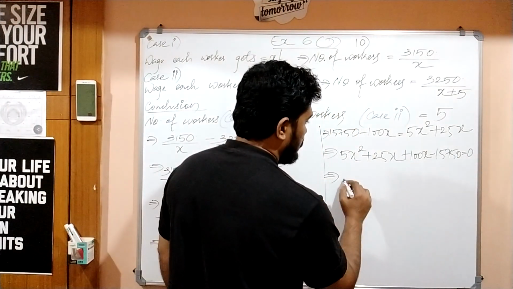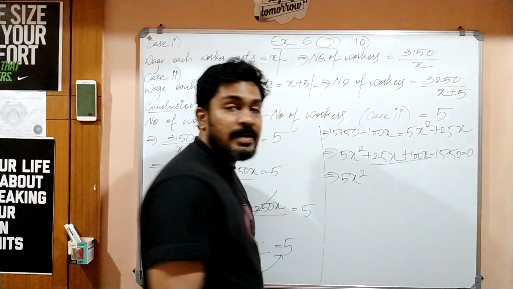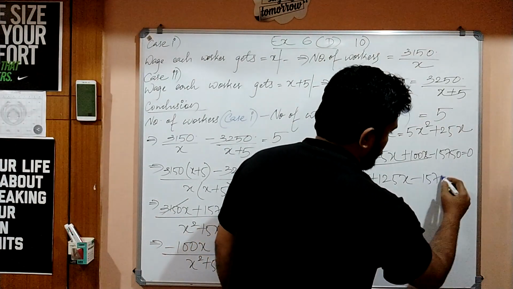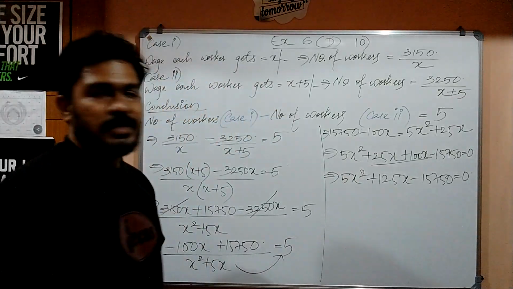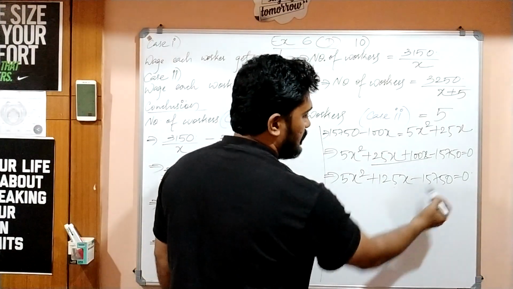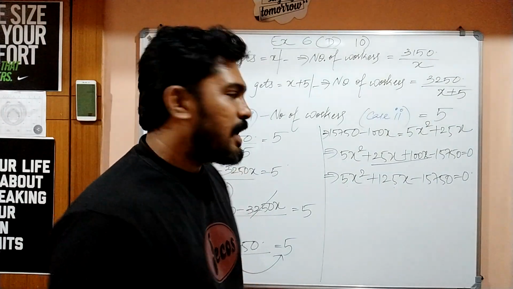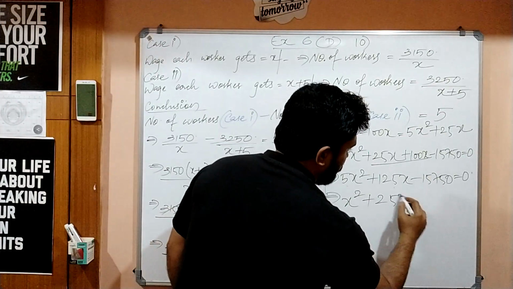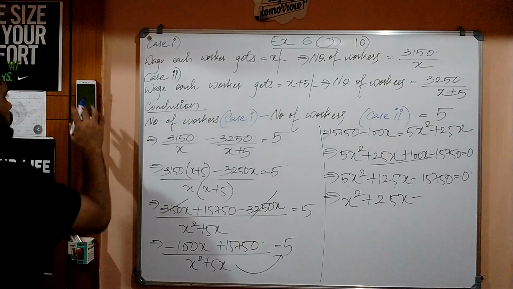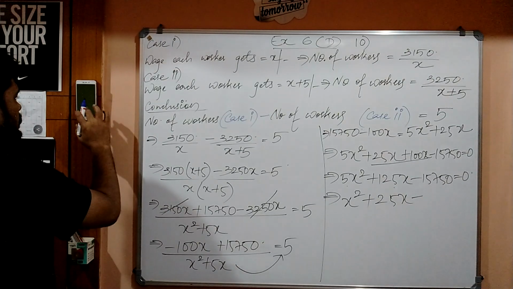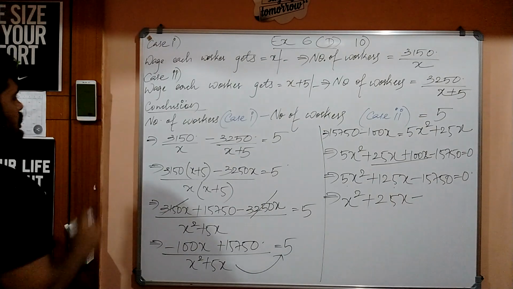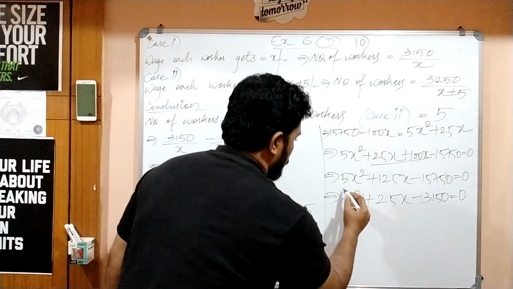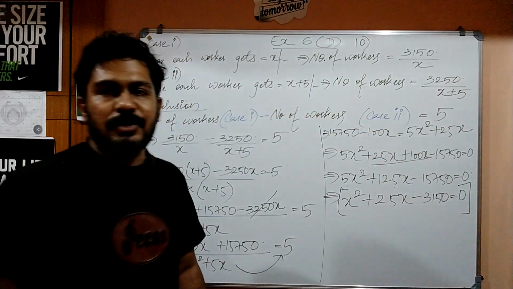Now children, I have 5x square, 25x plus 100x is 125x minus 15750, which is equal to 0. Now 5, 125, 15750. Definitely 5 is a common factor. So when you eliminate it, you get x square plus 25x minus 15750 divided by 5. That is 3150, which is equal to 0. This is your required quadratic equation.